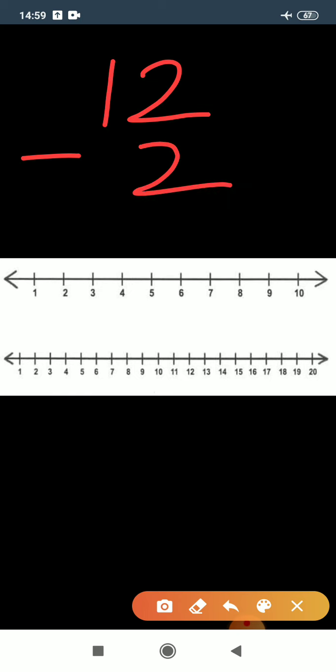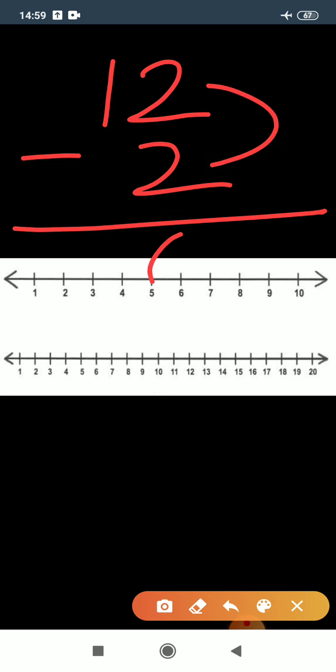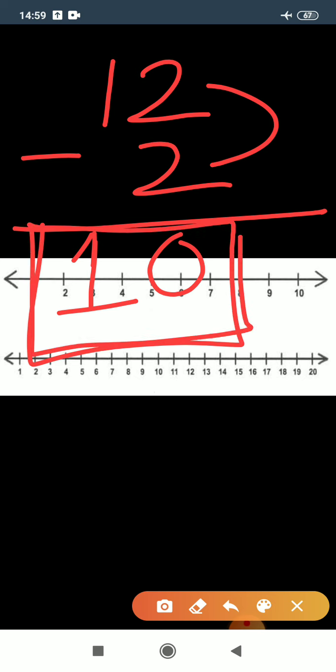The second method is how to calculate easily. Simply we need to subtract 2 from 12. So 2 minus 2 is 0, and 1 as it is. So directly we conclude how many jumps he had taken. He had taken 10 jumps or 10 steps.